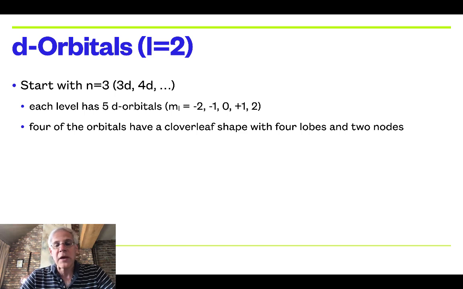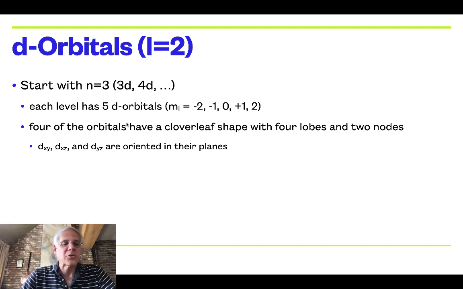4 of those orbitals have a cloverleaf shape that have 4 lobes and 2 planar nodes. And then one of the orbitals has what looks like a p orbital surrounded by a donut. With the 4 orbitals that have a cloverleaf shape, 3 of them are oriented in the planes that bear their names. And so you have the dxy orbital. This is a 4-lobed orbital that lies in the xy plane. Those lobes you'll actually see go between the axes. Same for the dxz and dyz.